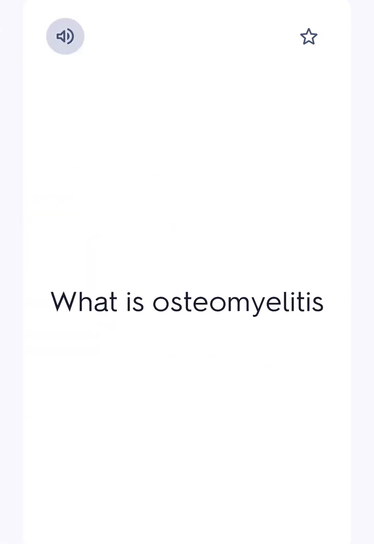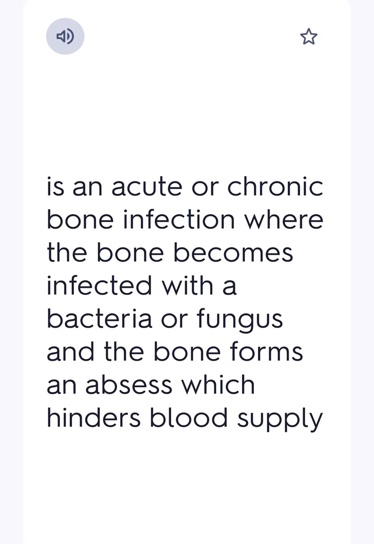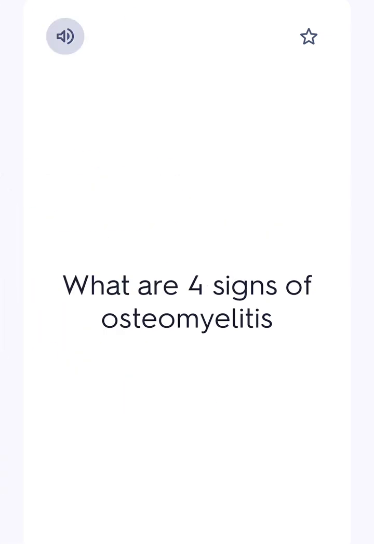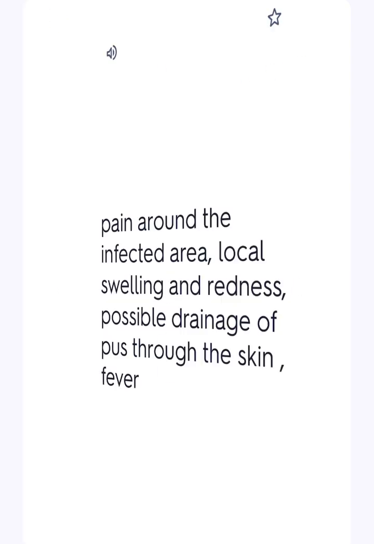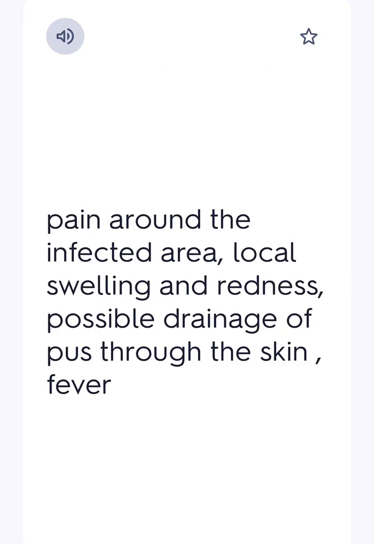What is osteomyelitis? An acute or chronic bone infection where the bone becomes infected with a bacteria or fungus and the bone forms an abscess which hinders blood supply. What are 4 signs of osteomyelitis? Pain around the infected area, local swelling and redness, possible drainage of pus through the skin, fever.